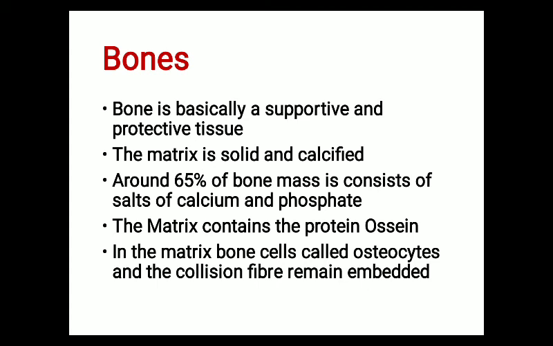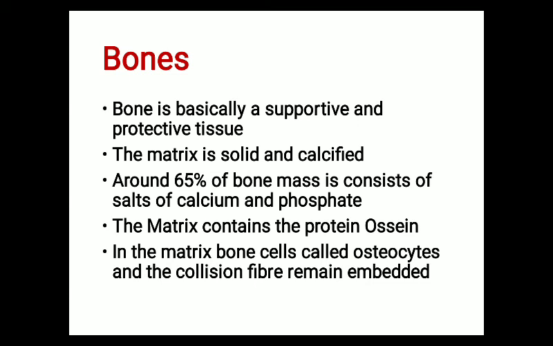Now come to the next type of specialized connective tissue, which is bone. Bone is basically a supportive and protective tissue. The matrix is solid and calcified. In case of bone, the ground substance, the matrix, is solid and calcified. It is very rich in calcium. Around 65% of the bone mass consists of salts of calcium and phosphate.